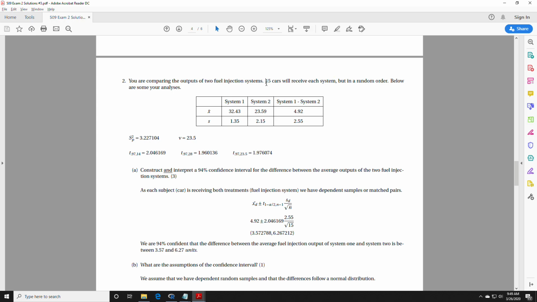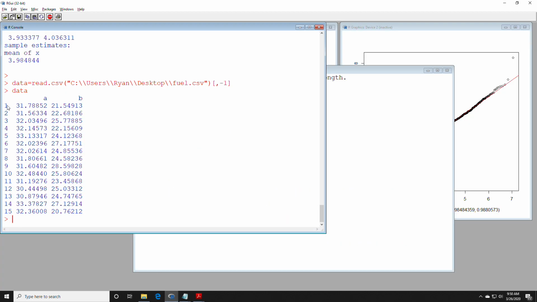Well, because there are 15 cars, each subject, if you will, receives both treatments. Each car gets treatment 1 and treatment 2, fuel injection system 1 and fuel injection system 2, and we get a data point for each one. So this is an example of a matched pairs design. So we have dependent samples, so it's that third method. The samples are not independent because each car gets both systems. Looking at the data set, this is, say, car 1, and this is its observed value under fuel injection 1, and this is its observed value under fuel injection 2.